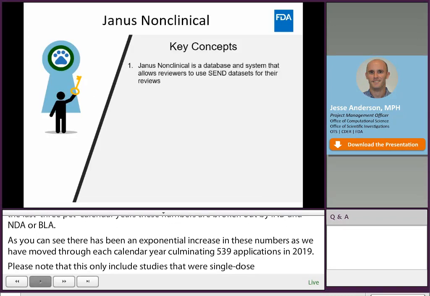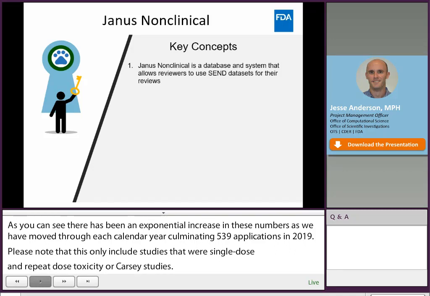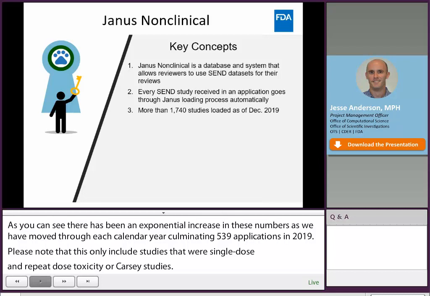Reviewers at the FDA utilize a system to support their review of the SEND datasets called JANUS Non-Clinical. Every SEND study received in an application goes through the JANUS loading process automatically. As of the end of December 2019, over 1,700 studies have been loaded.